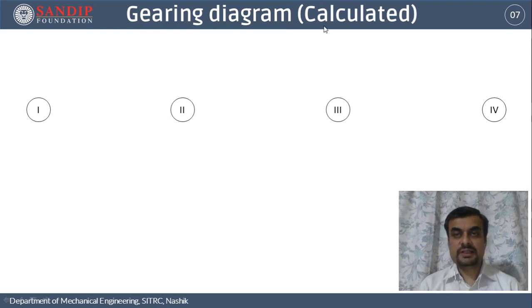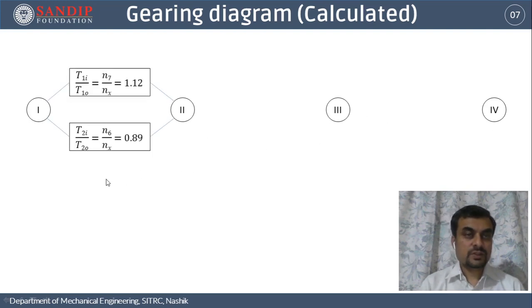I'm calling it a calculated gearing diagram because we have to draw one more gearing diagram at the end of the design, which will be called the actual gearing diagram. We will understand the difference between them at that point of time. Now, at first we will have to draw 4 shafts in the gearbox. There are 2 gear pairs, T1I T1O and T2I T2O, in the first stage. We have to calculate the gear ratio for the first gear pair, which is equal to N7 by Nx.